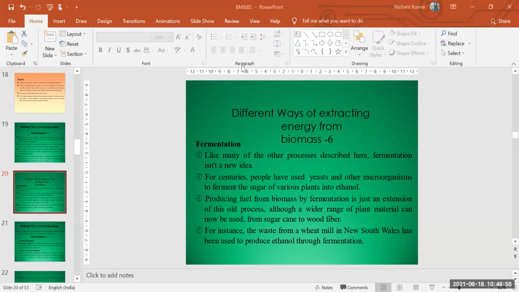biochemical process. In this we use bacteria or yeast to break down biomass energy. It is generally in the form of glucose and other organic compounds. So now this fermentation process is not new. It isn't a new idea. This process is being used in a lot of ways, in a lot of processes.